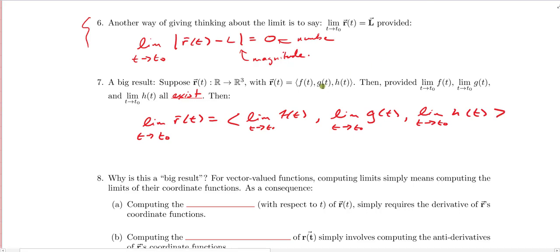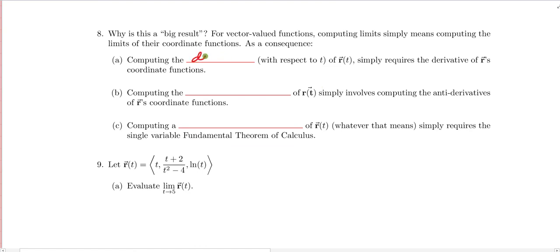So, why is this a big result? It says that computing derivatives of a vector valued function simply requires taking the derivatives of each of the coordinate functions. And in fact, computing the indefinite integral of a vector valued function simply involves computing the antiderivatives of all of those coordinate functions, and computing the definite integral of a vector valued function can be done simply using the single variable fundamental theorem of calculus result. And so that's what I mean by all those results carry over.